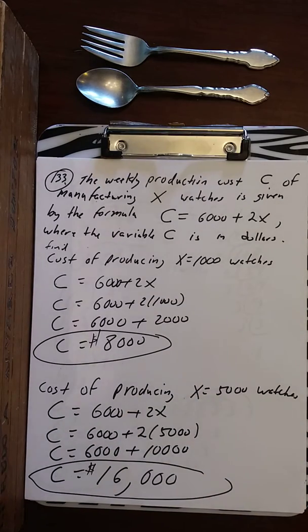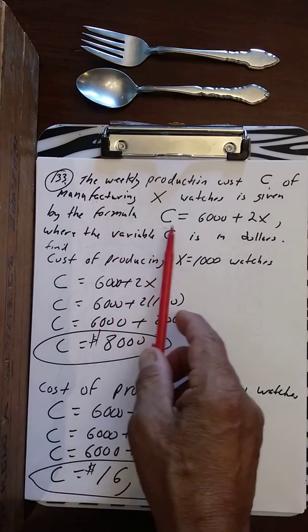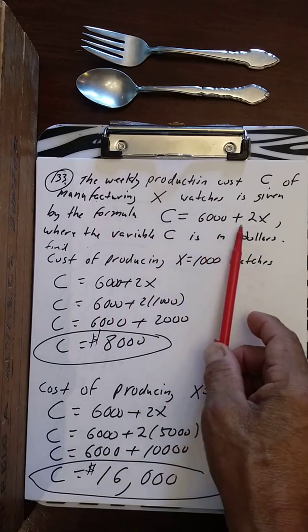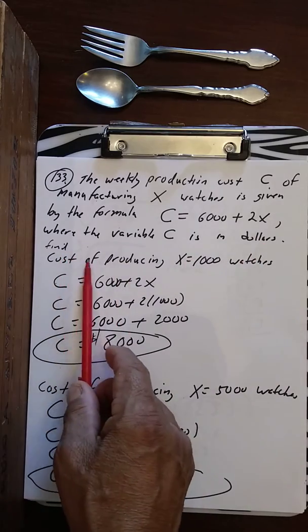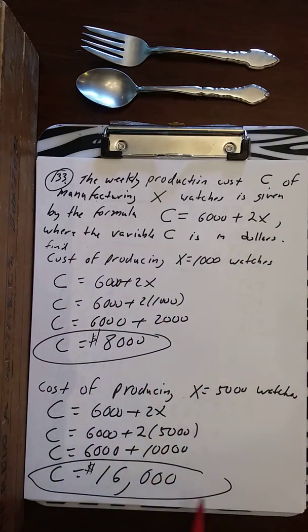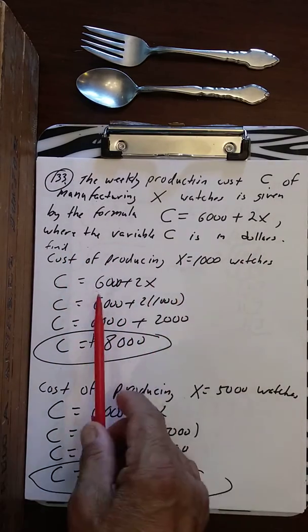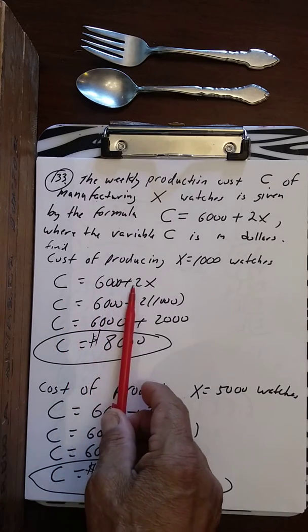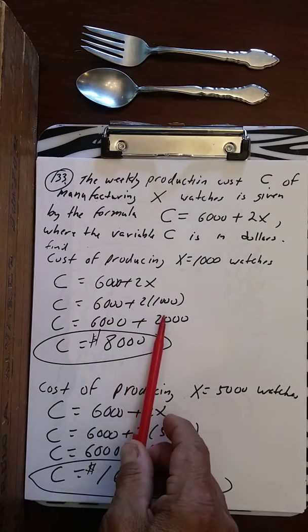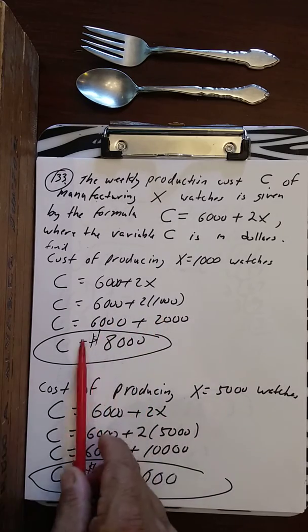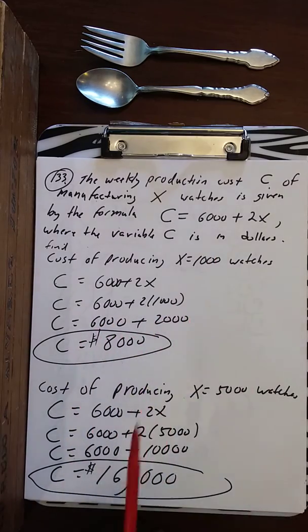Alright, the weekly production cost C of manufacturing x watches is given by the formula C equals 6,000 plus 2x, where the variable C is in dollars. Find the cost of producing 1,000 watches. Alright, so C equals 6,000 plus 2 times what? 1,000. That's going to be 2,000. 6,000 plus 2,000 is 8,000. So the answer is $8,000 to produce 1,000 watches.